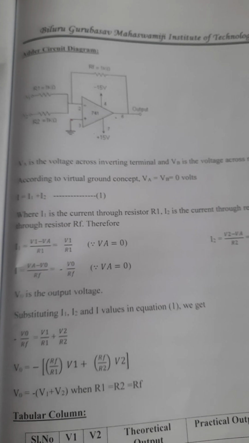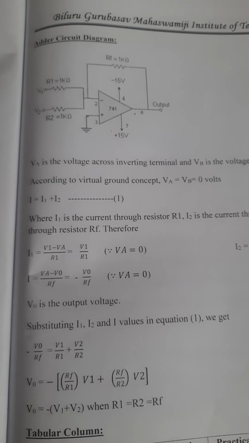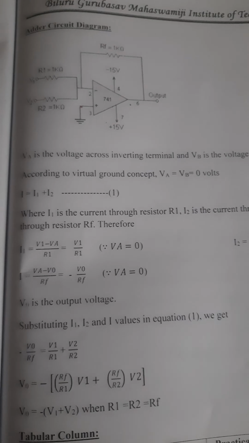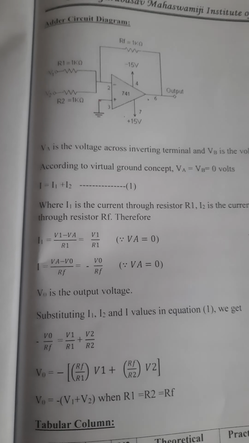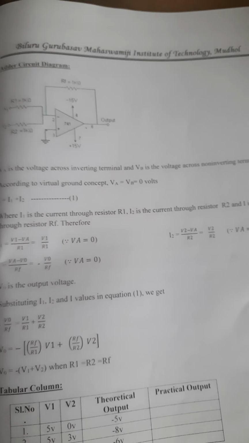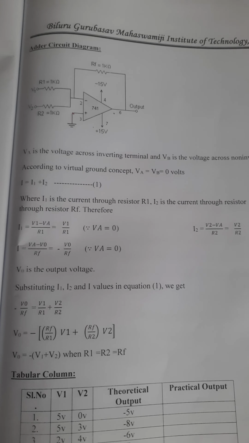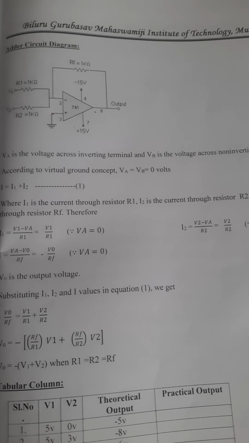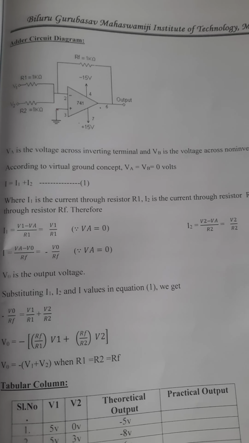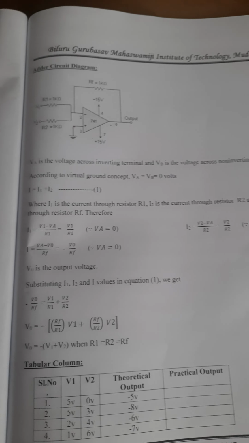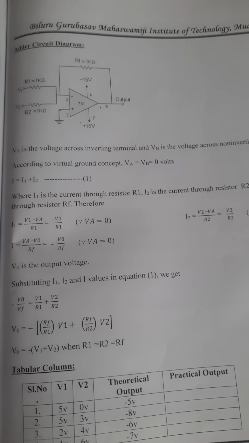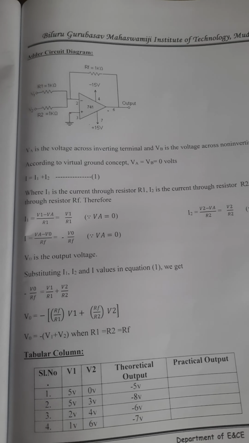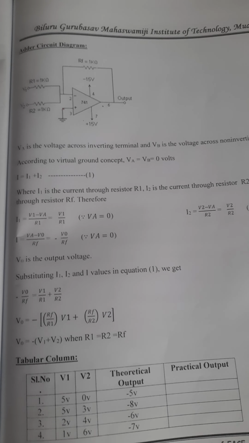According to Kirchhoff's current law, I is equal to I1 plus I2. The sum of currents entering the node is equal to the sum of currents leaving the node, where I1 is the current through the resistor R1 and I2 is the current through the resistor R2. I1 is nothing but V1 minus VA divided by R1, I2 is V2 minus VA divided by R2. So the total current I is equal to VA minus V0 divided by RF.